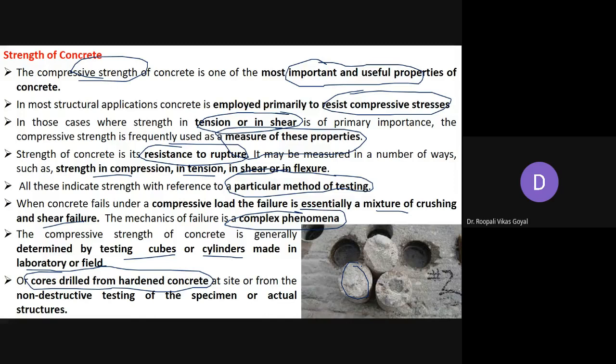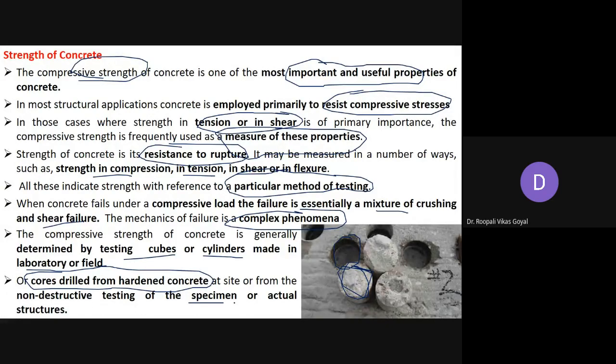And after it has become hardened, we can directly drill it out. Say there is some slab; it has already hardened, and we have drilled it and taken a specific size of core. So this is called a core. That core has acquired its compressive strength, and it can be taken out by drilling at the site, and you can do testing on it. Generally you can do this with non-destructive testing of a specimen of the actual structure.